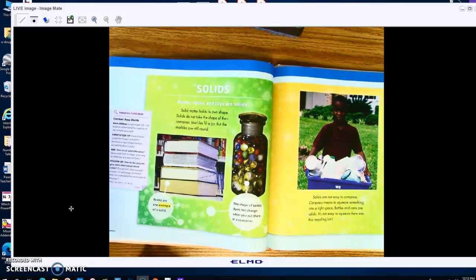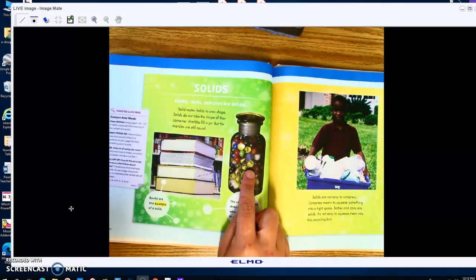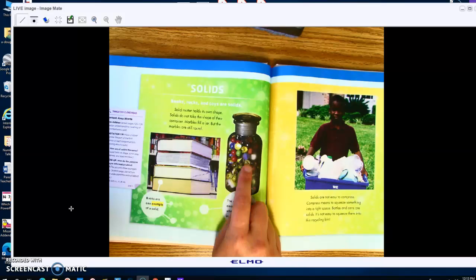Solids. Books, rocks, and toys are solids. Solid matter holds its own shape. That means it can't just go into any shape. It stays the same shape. Your desk doesn't turn into a different shape. Your water bottle doesn't turn into a different shape. Okay? Solids do not take the shape of their containers. Marbles fill a jar, but the marbles are still round.